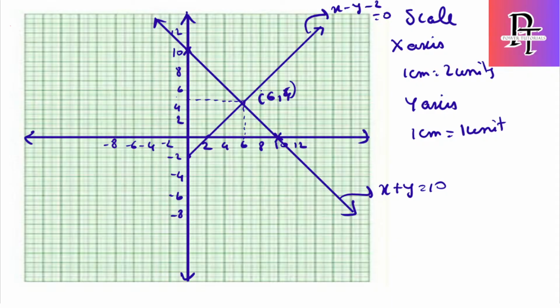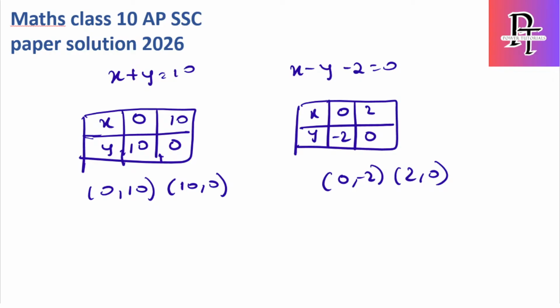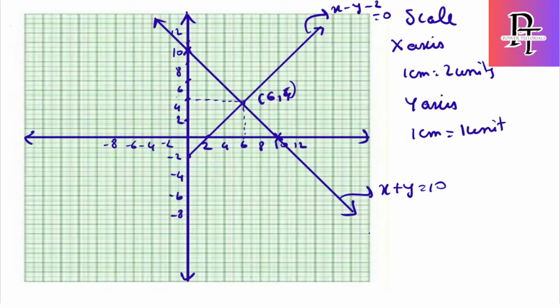x is 2 and y is 4. This is 2. This is 4. This is 6. This is 8. Okay, 10 should be here. Let me check if 6 comma 4 is a solution. Yeah, 6 comma 4 is a solution for this. Solution is 6 comma 4.